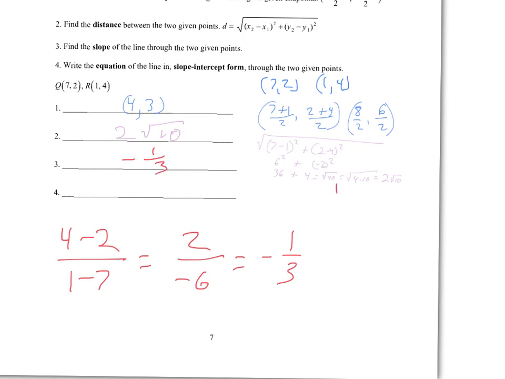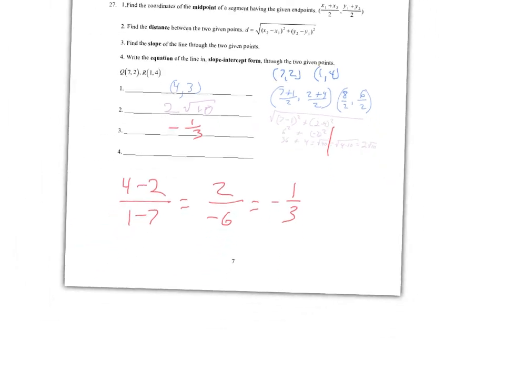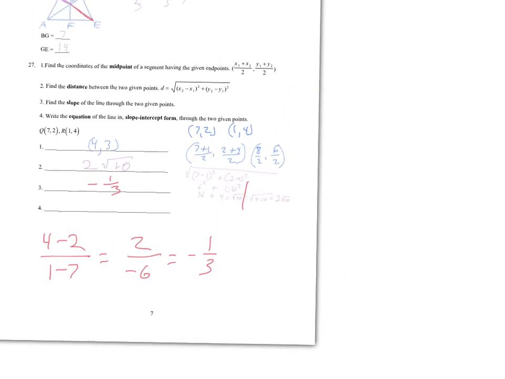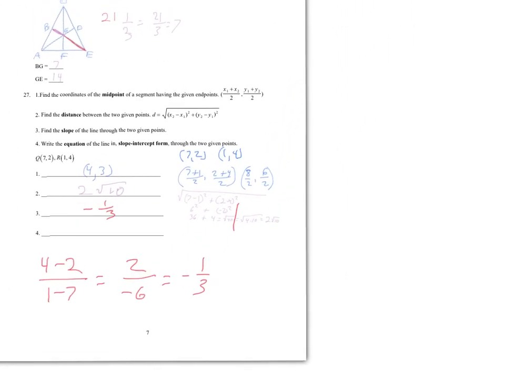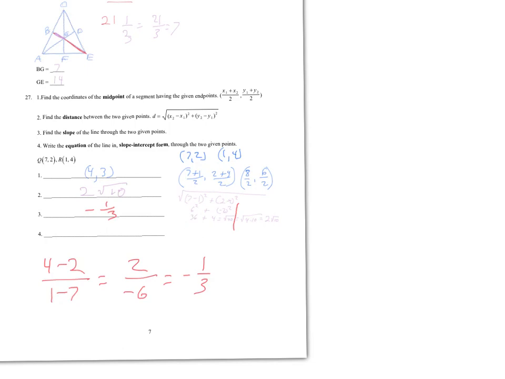Next, we're going to write this equation in point slope. In point slope, we're going to pick one point out. I'll pick the smallest point. Let's go ahead and pick this one. So we're going to say y minus the y coordinate, which is the 4, equals my slope, negative 1/3, times x minus my x coordinate, which was 1.